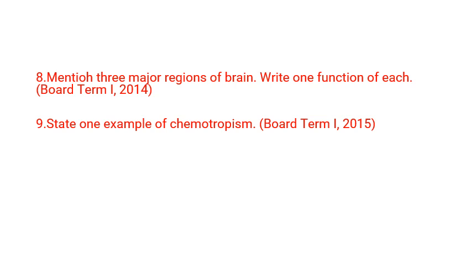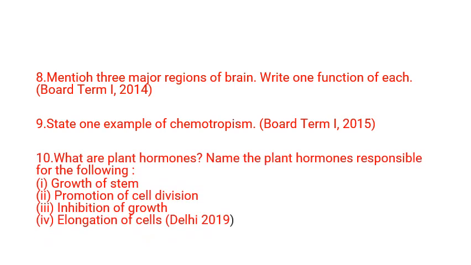The next, ninth question: state an example for chemotropism. I already explained chemotropism to you. The next, 10th question: what are plant hormones? Name the plant hormone responsible for the following: growth of stem, promotion of cell division, inhibition of growth, elongation of cell. You will get all the hints in my videos. You have to go through my videos, then you will understand better.